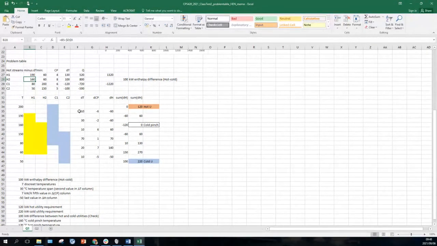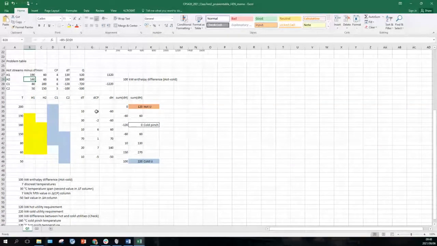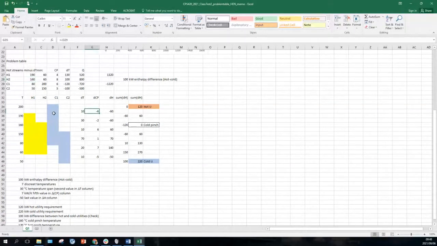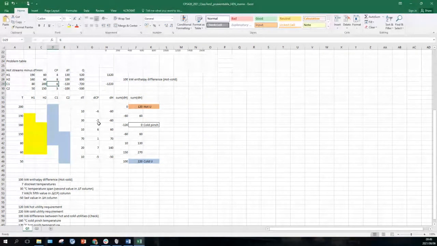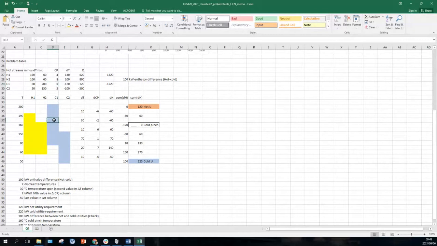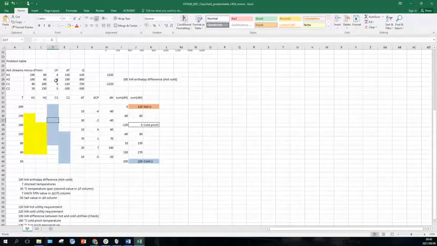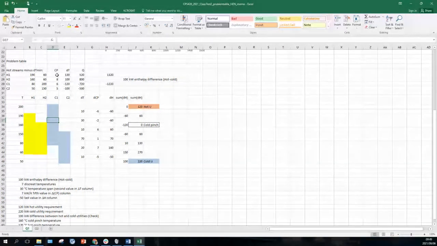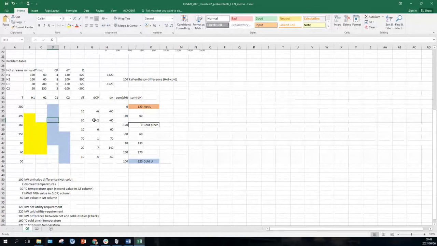And now, at last, you can do DT. That's easy enough. Directly those temperatures. And now you can do DCP. So this one only involves C1. This range only involves C1. And C1 is 6. But don't forget to make that a -6. Cold temperatures must be minus. This one is cold, is plus H1 minus C1. Plus H1 is 4 minus 6 equals -2.